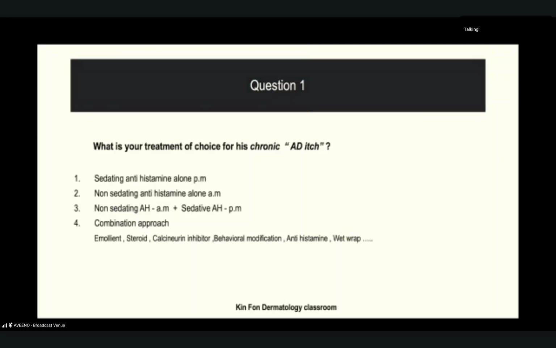Of course, you have a very busy clinic. We have a tendency to give them Piriton or a sedating antihistamine. It's not effective. You add on a non-sedating one, or the answer is a combination approach. Obviously, the answer is option 4. You need to combine all and tailor to the background of the patients.